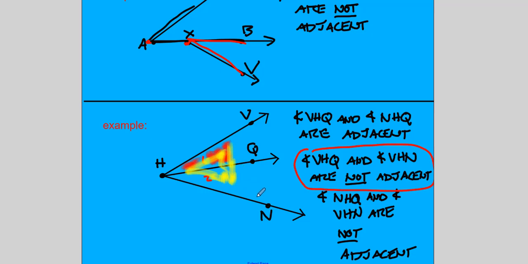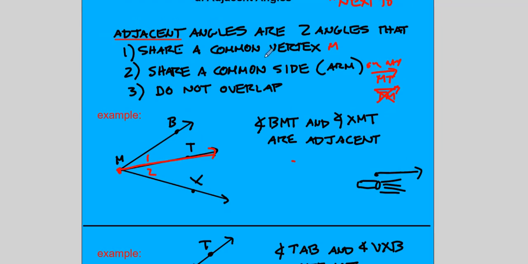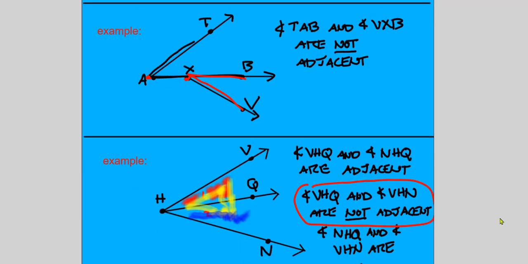And the same would be true NHQ right here. Let's do that in blue. So the interior of NHQ is here. Here's NHQ, which is also QHN. And VHN, which is in yellow, they're not adjacent, and there's an overlap of the yellow and the blue there. So adjacent angles cannot overlap. They share a common vertex and they share a common side or ray or arm.